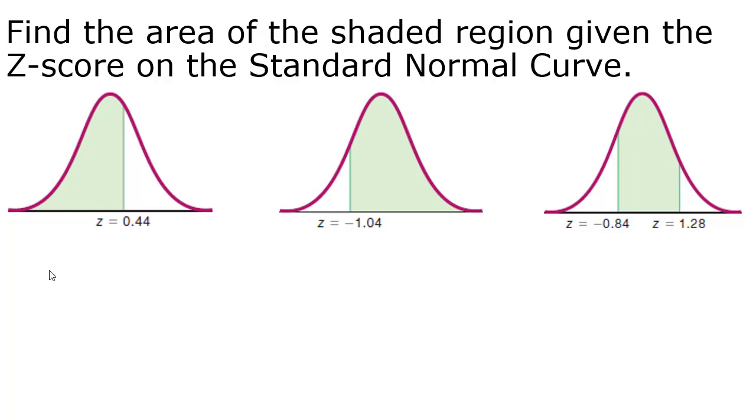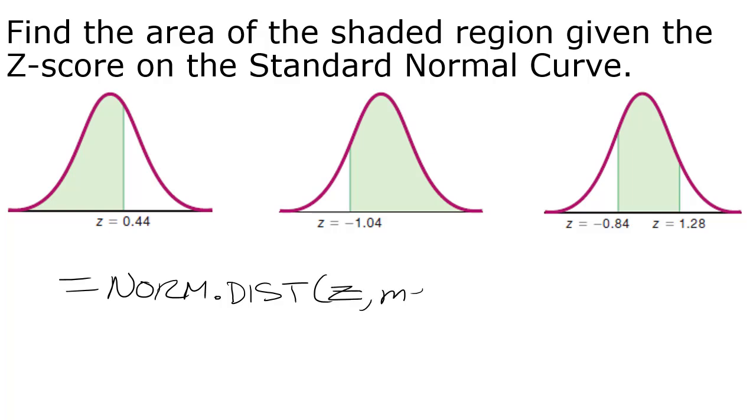And in Excel, it's super easy with the equals NORM.DIST for the normal distribution function. And then the first thing you're going to give it is the z-score. Then you're going to give it the mean. Then you're going to give it the standard deviation. And then you're going to choose true or false, or you could type in true or false.